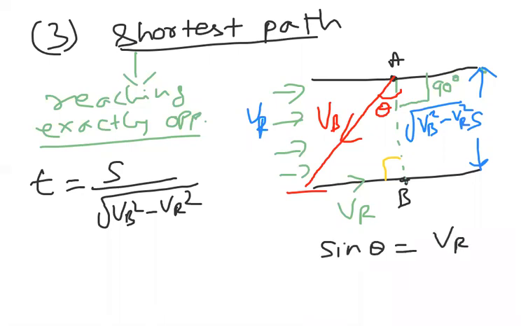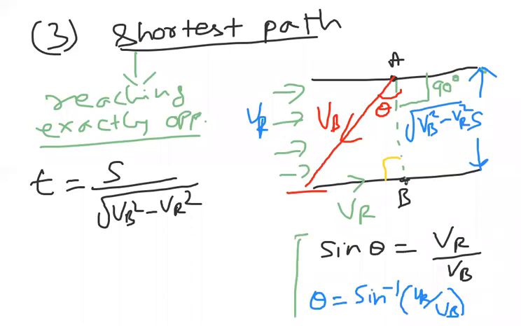Sine theta is nothing but opposite by hypotenuse from the triangle here. In this triangle, theta opposite VR, hypotenuse VB. So sine theta is VR by VB. Then what is theta? From trigonometry, theta can be written as sine inverse of VR by VB. So this is the direction. Theta is the direction with respect to perpendicular to the banks.